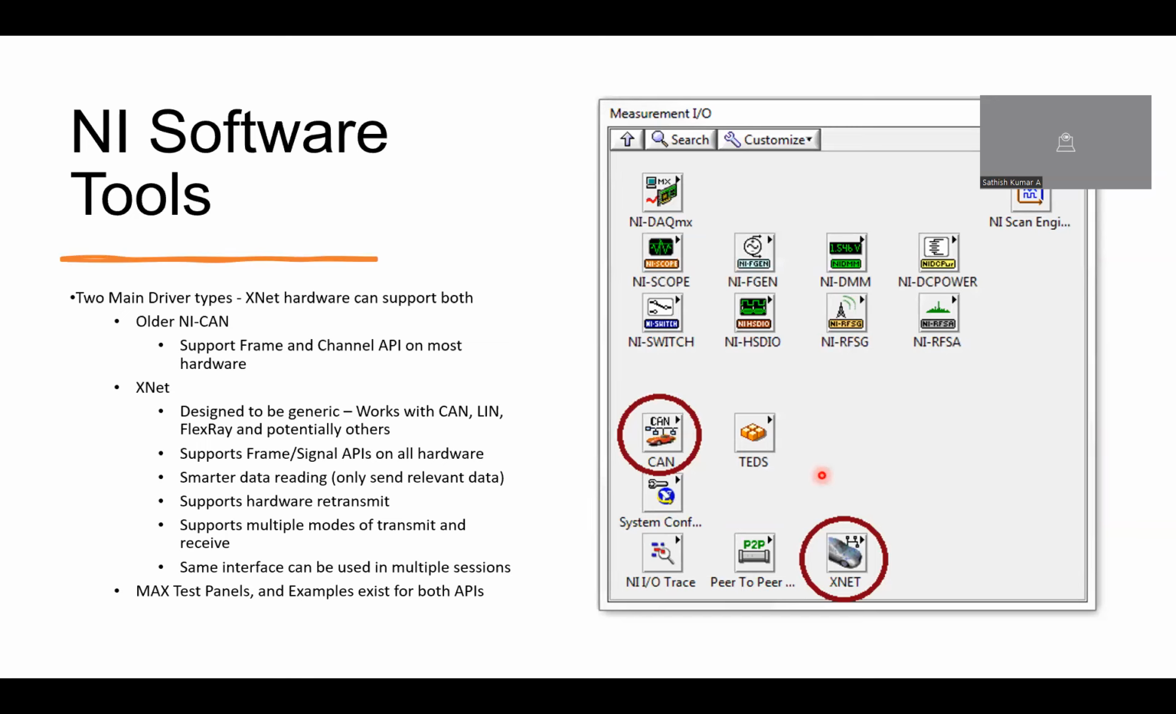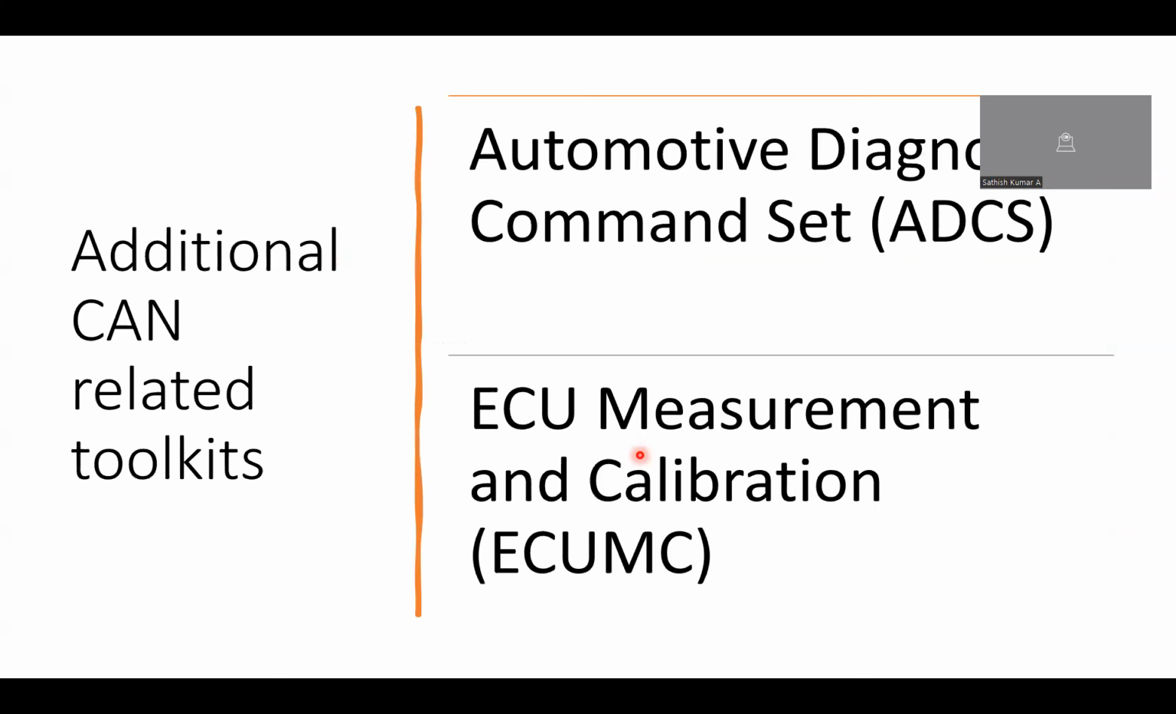So now it has been completely adopted, like people who have started using XNET compared to CAN. Apart from this, there were two additional packages. One is called Automotive Diagnostic Command Set, and we have ECU Measurement and Calibration, called ECU MC. So these tools can also be used if you are planning to do some diagnostic commands as well as for calibration purposes.